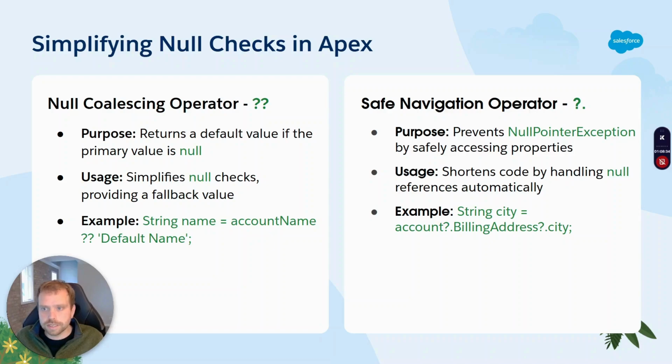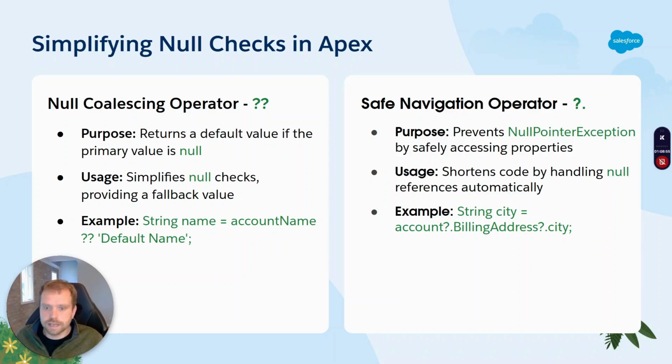The next one is an operator that's been around software development for quite some time, and I'm really glad to see Salesforce actually rolling this out. Many of you might have used this in JavaScript, but now you can use it in Apex, and that's the safe navigation operator. This one is fairly self-explanatory.